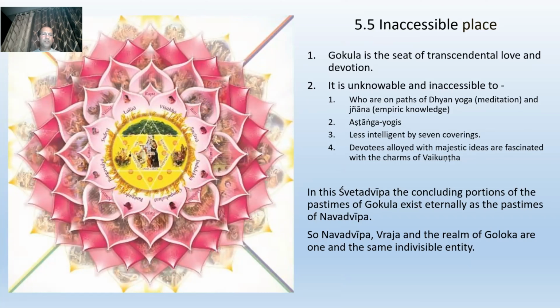So anybody who is on the path of dhyana yoga or ashtanga yoga, or even karmis, or less intelligent people who are karmis, they are covered by the seven coverings of the universe. That's what we saw. And even the devotees who are trying to go there but are allured or charmed by Vaikuntha do not reach there. That's why only the devotees who are in the mood of the Vrajavasis can get there.